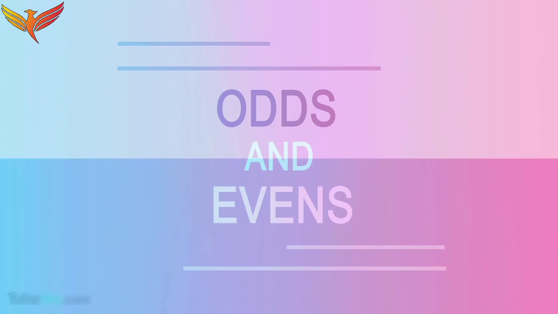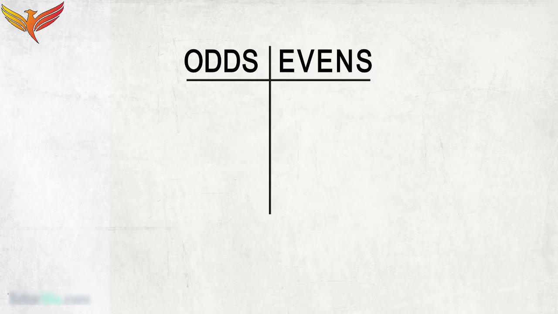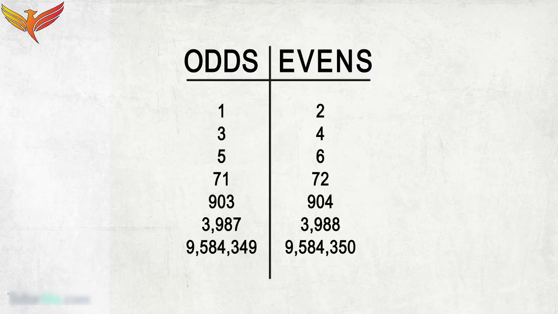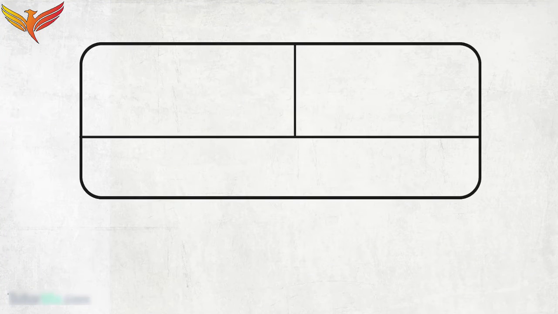Odds and evens. So, in case you forgot, the difference between odd and even numbers is that the odd numbers are not divisible by 2, while even numbers are. When an integer has more than one digit, always look to the last digit to discern whether the number is odd or even. Let's look at some operations with odds and evens.